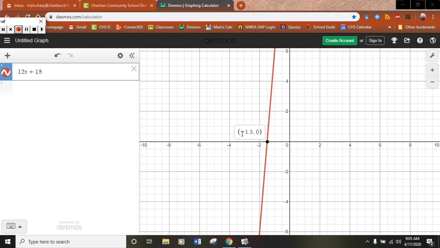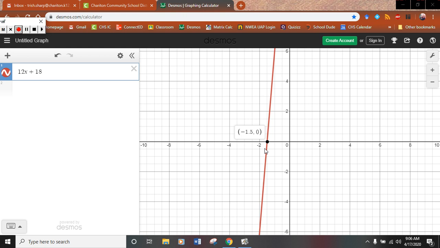So that's our negative 1.5 or negative 3 over 2. That was our point of inflection where it crosses the x-axis. So we already identified that. So what I need to look at is what's happening after that point and before that point.